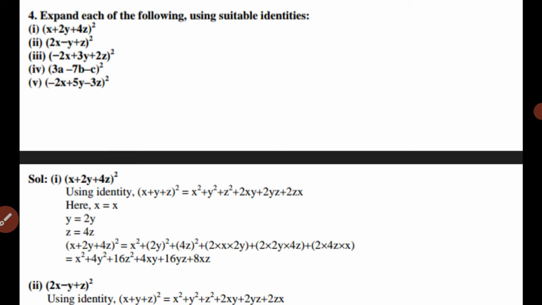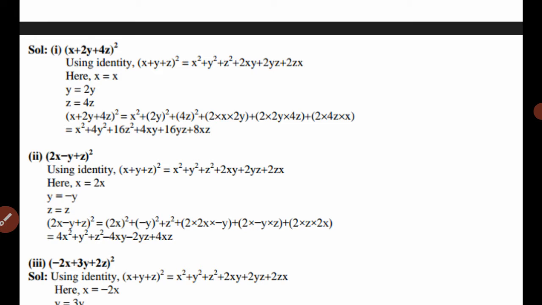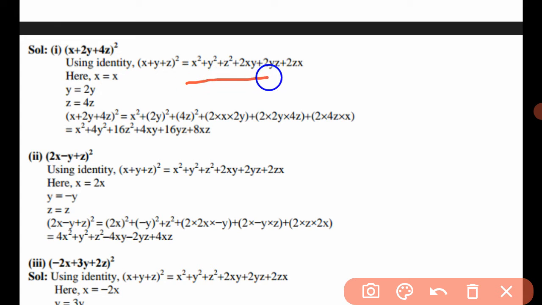So by using this identity in first part, we have (x + y + z)² equals x² + y² + z² + 2xy + 2yz + 2zx, where x equals x, y equals 2y and z equals 4z. From here we can compare them.